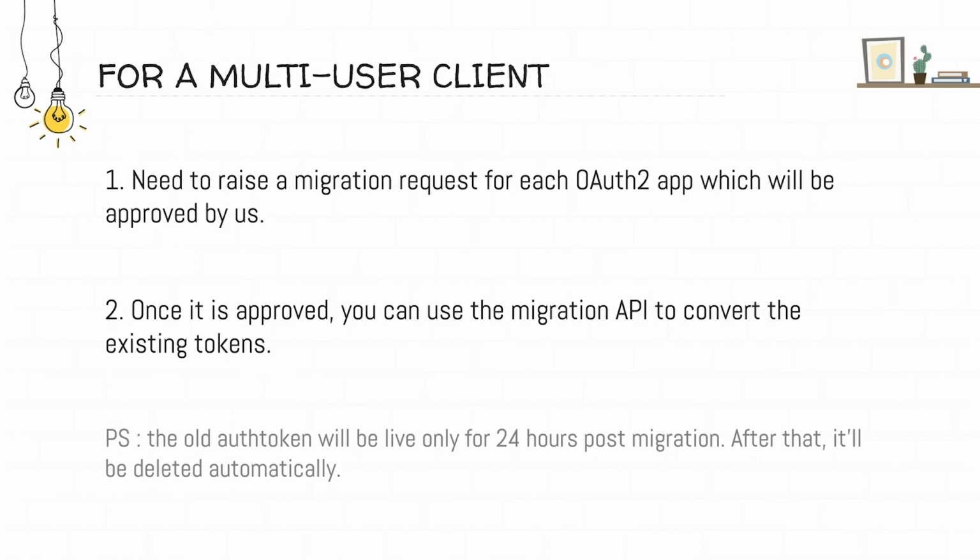So for a multi-user client, for each application registered with Zoho, you would have to raise a migration request with us. Once we approve that migration, you could once again use the migration API to provide the old OAuth token, along with the new client credentials, to get the new access tokens.